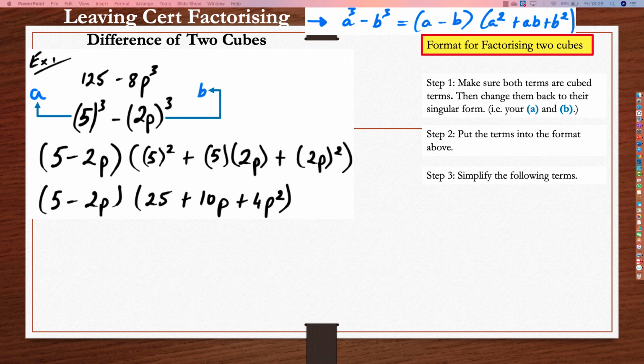Right. We're going to do one or two of these, please. So have a go at the following. Factorize 1000 x cubed plus y cubed.